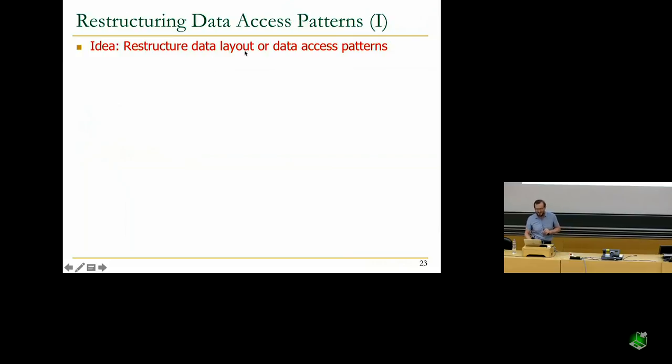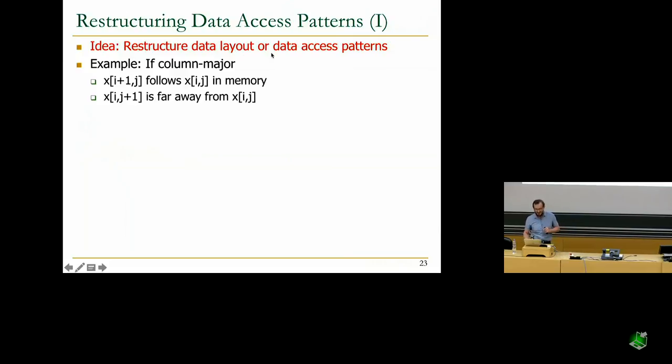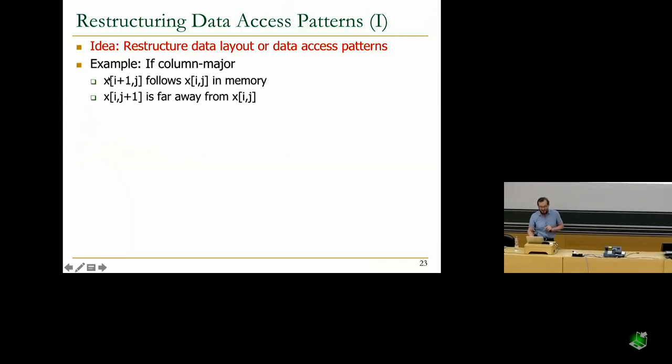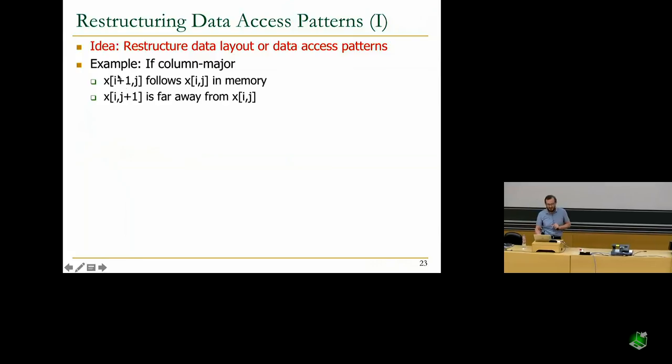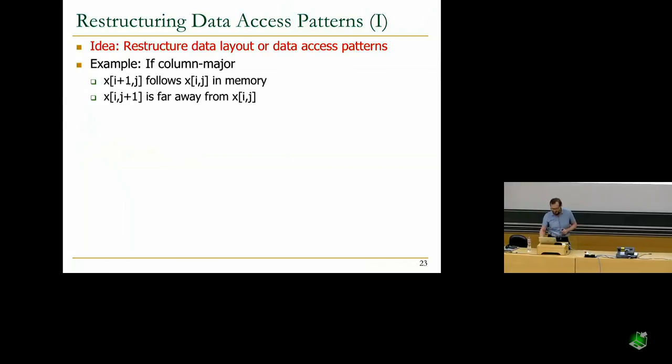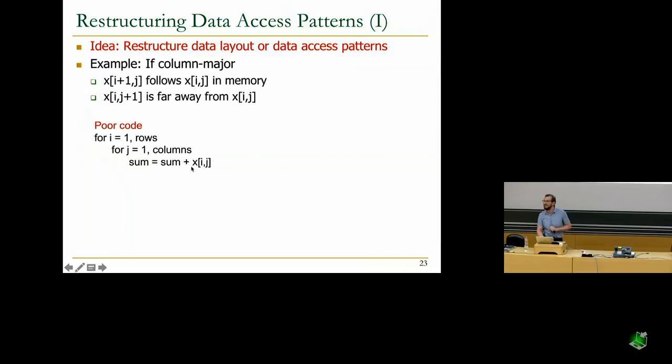Basically, the first idea is restructuring the data layout or data access patterns. I'll give you one example. Remember the column major accesses? If you have a column major layout for an array, x[i+1][j] follows x[i][j] in memory. x[i][j+1] is far away from x[i][j]. Now, if you want to exploit spatial locality, and if you have a column major array, you never write this code. This is a bad idea. What's happening here is basically you're accessing the array in a row major manner, as opposed to column major manner.